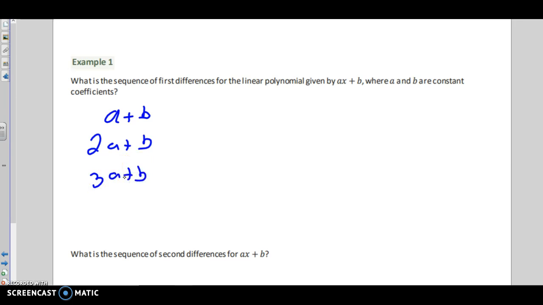And then if I look at the differences, 2a plus b minus a plus b leaves me with a. 3a plus b minus 2a plus b leaves me with a. Let's see if this pattern holds up. 4a plus b minus 3a plus b gives me an a.